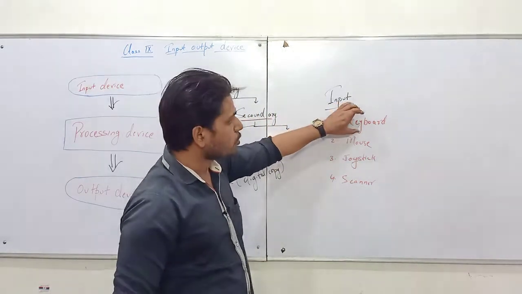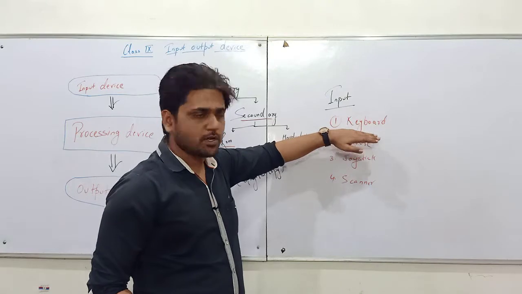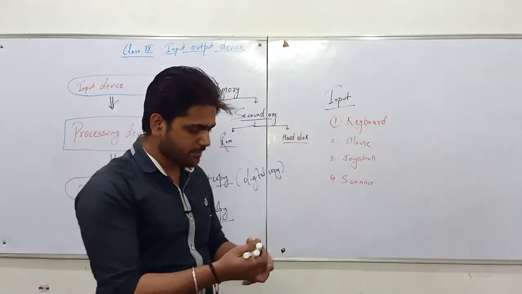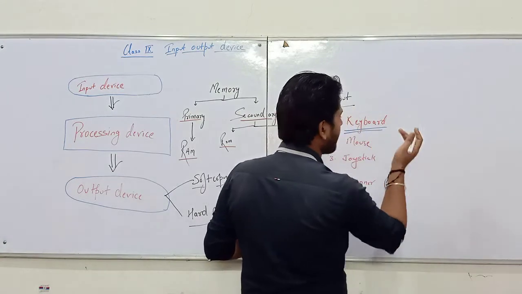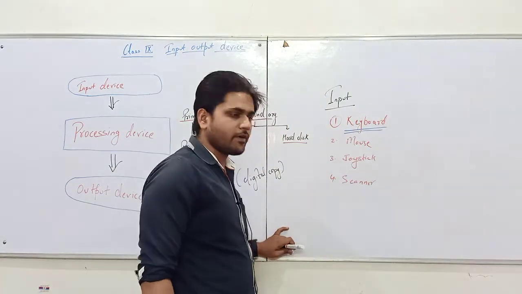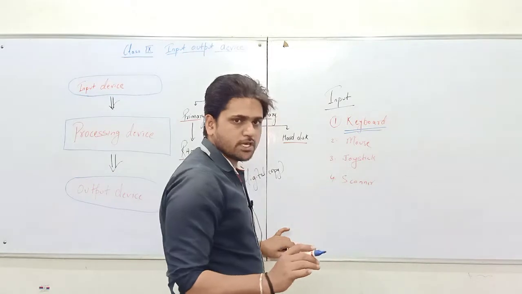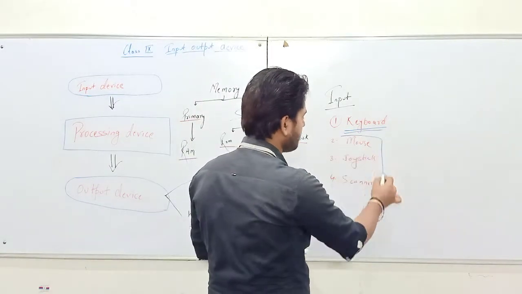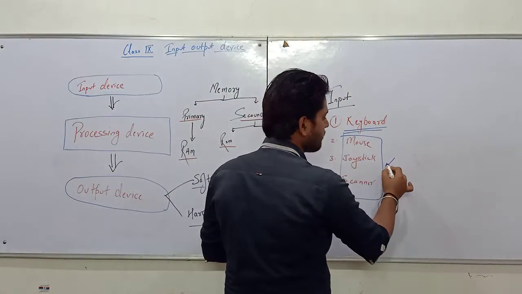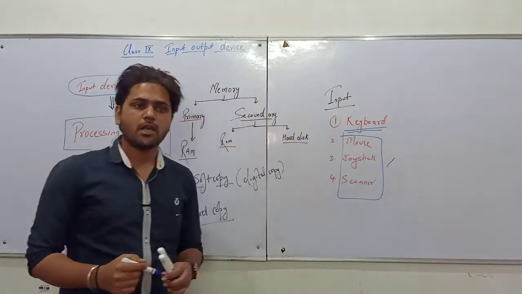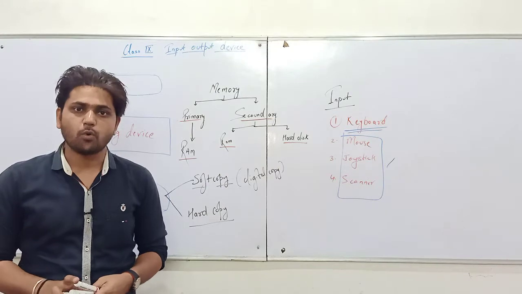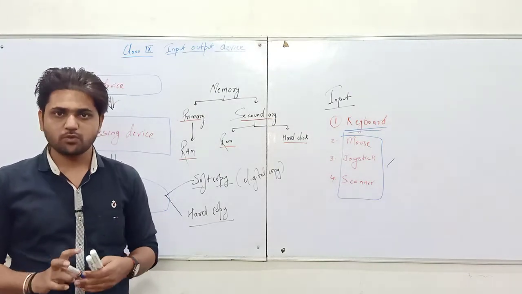Just talking about the oldest and traditional input device. The keyboard is known as the oldest and traditional input device. Whenever you're using a computer system and you don't have the mouse or joystick with you, you can still work. But if you don't have a keyboard with you, you are not able to work properly. It's the oldest and traditional device which we are using.